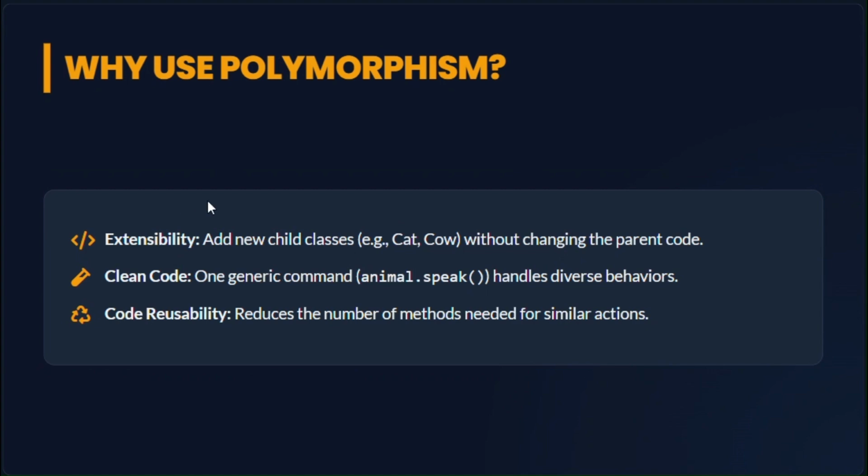Why do we bother with all this? First, extensibility. I can add a new Cat class to my program tomorrow, and my existing code, which just tells animals to speak, will work perfectly with the new cat without me changing a single line of code from the original logic. It makes our code cleaner, more generic, and incredibly easy to maintain. It follows the open closed principle. Your code is open for extension but closed for modification.